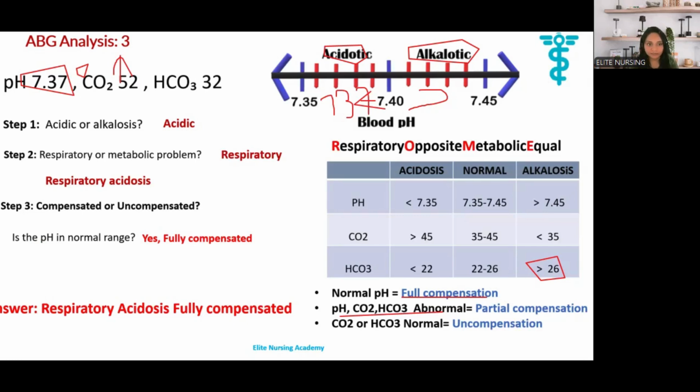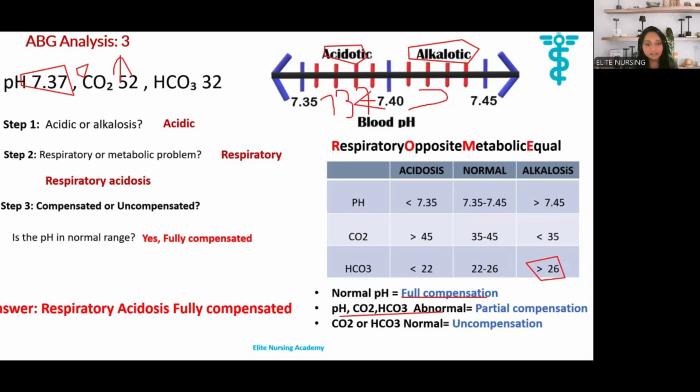Always follow the steps. Step 1, acidosis or alkalosis. If pH is less than 7.35, acidosis. If pH is greater than 7.45, alkalosis. Step 2, use the ROME method and see where you are getting the match. Step 3, compensated, fully compensated, partially compensated or uncompensated. If pH is normal, it's fully compensated.